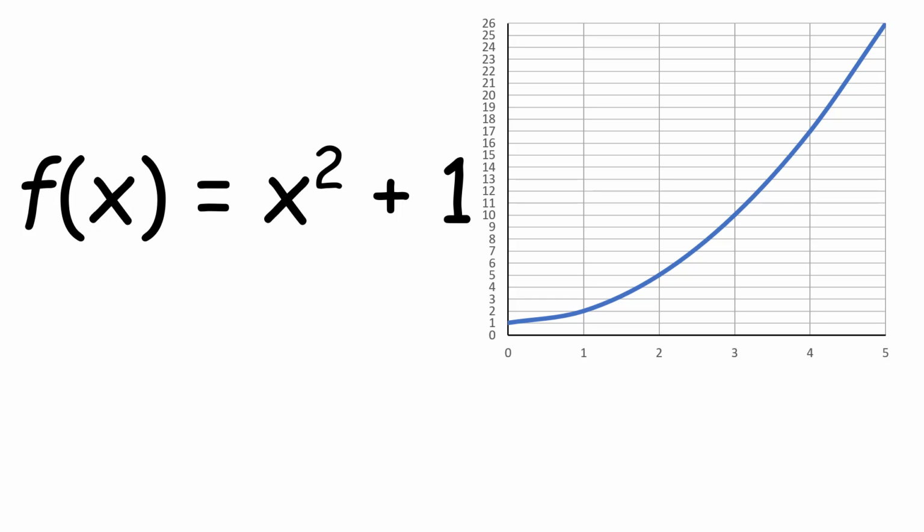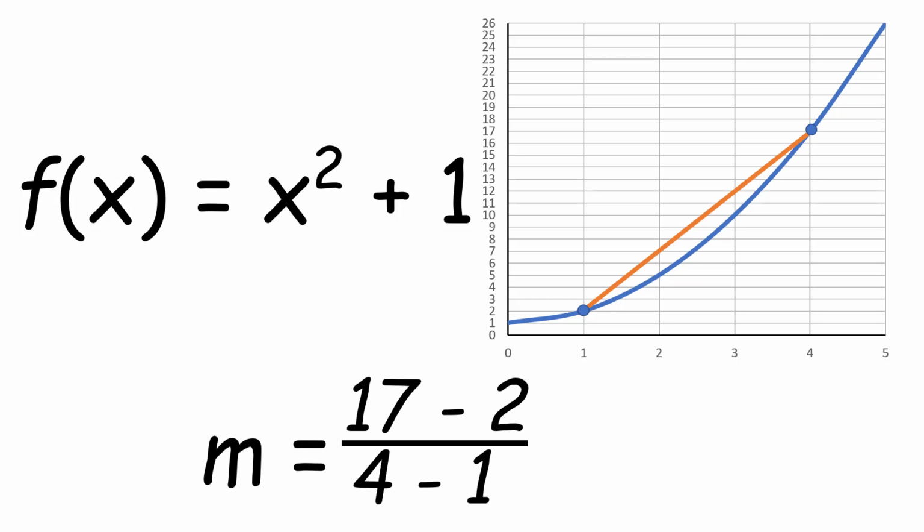Well, we can find the average rate of change over a part of the function by drawing a straight line. It's called a secant line, and it joins 2 points on the function line. Then we can calculate the slope for the secant line.